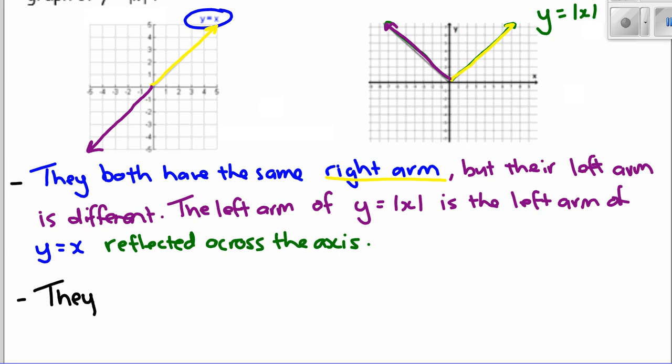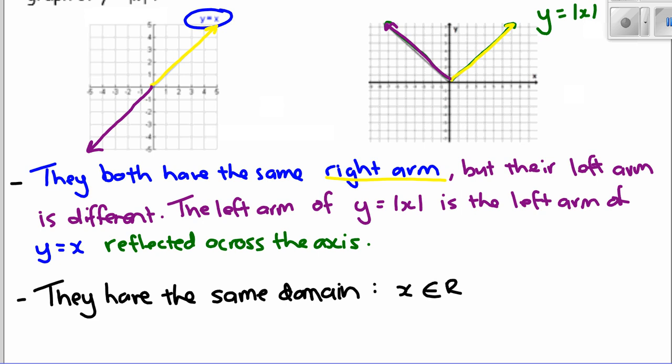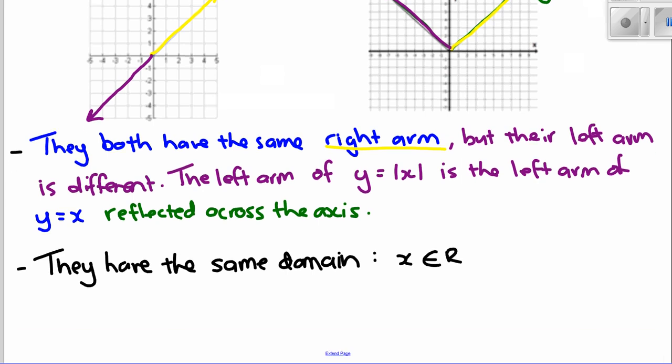That's one other thing you could say. The same domain. So they both spread out infinitely in the horizontal direction, left and right, which is x is an element of the reals. The ranges are different. They have different ranges.